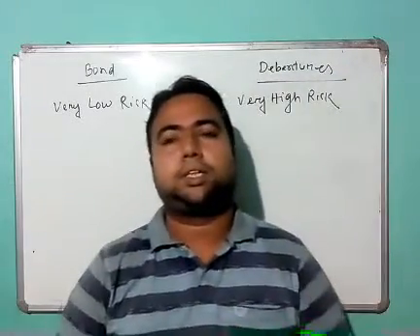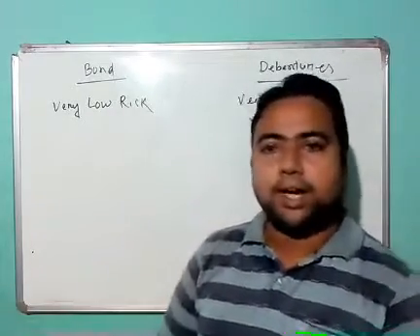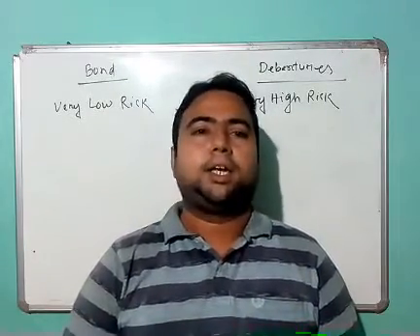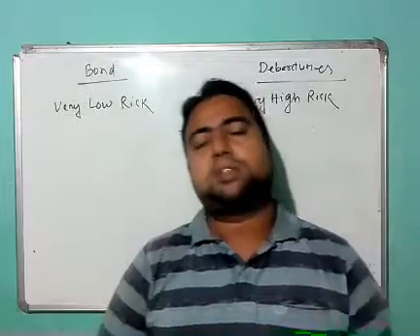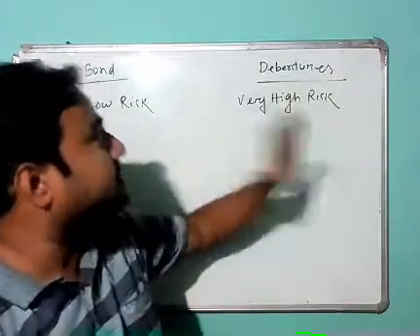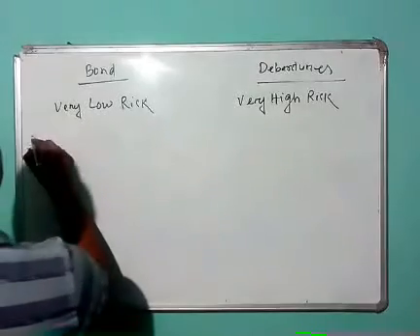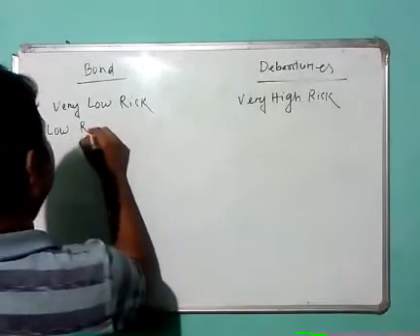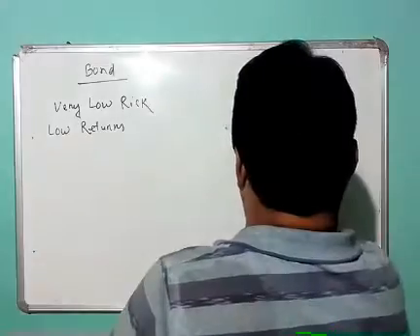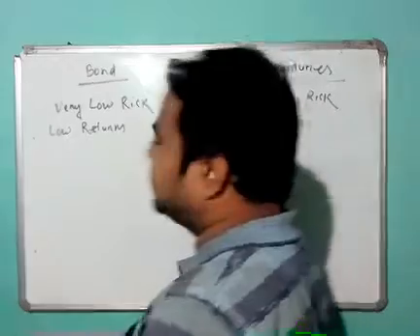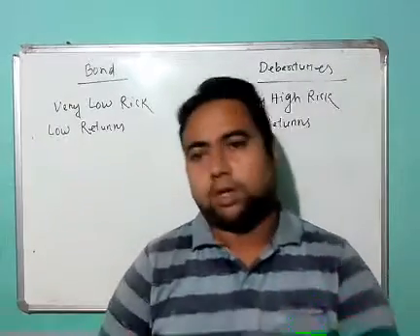Bonds generally include very low risk because it gives a guarantee to the bondholder that if the respective organization is unable to repay the amount, then the bondholder can claim for it. So there exists very low risk. But so far as debentures are concerned, there is always a high risk. Now, dear students, it automatically leads to low return. Under bonds, generally the rate of interest is very very low because risk is also very less.